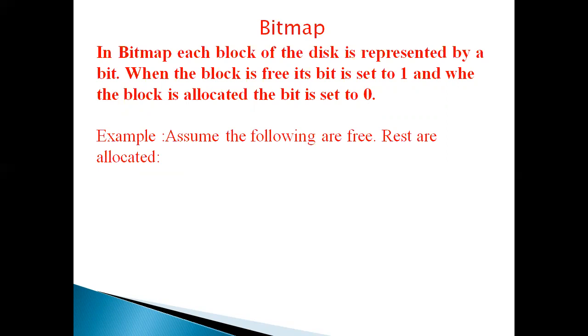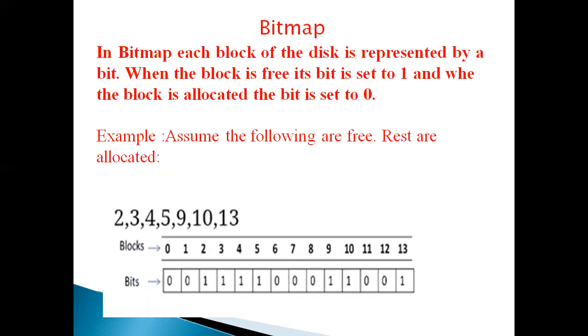Here is an example. Assume the following blocks are free, and the rest are allocated. The free blocks are blocks number 2, 3, 4, 5, 9, 10 and 13. The remaining blocks are allocated. The blocks start from 0 to 13, and these are the bits. The free blocks are set to 1, and 0 means it is an allocated block, so it is set to 0.